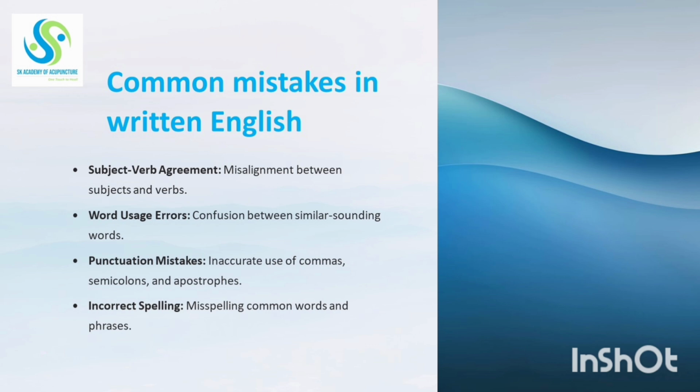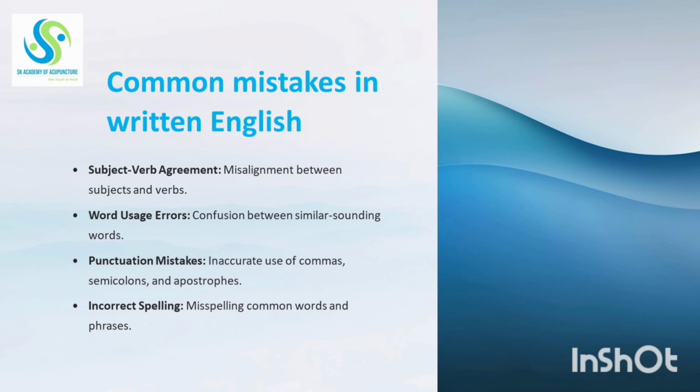So, word usage error is one of the common mistakes that can happen in written English, like confusing similar words. It's like using salt instead of sugar. It changes the meaning of the recipe completely. In the same way, similar sounding words can change the meaning of the sentence. And even punctuation mistakes, the inaccurate use of commas, semicolons, apostrophes.